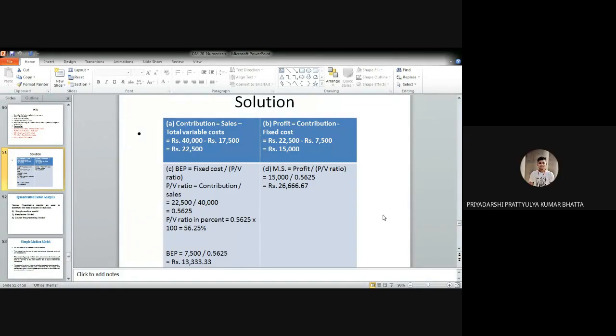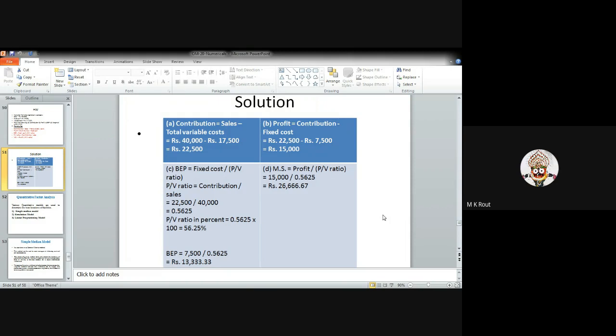Then you can apply the break-even point formula. That equals fixed cost, given as 7,500, divided by your PV ratio. That is rupees 13,333.33. Is it clear? Yes, sir.